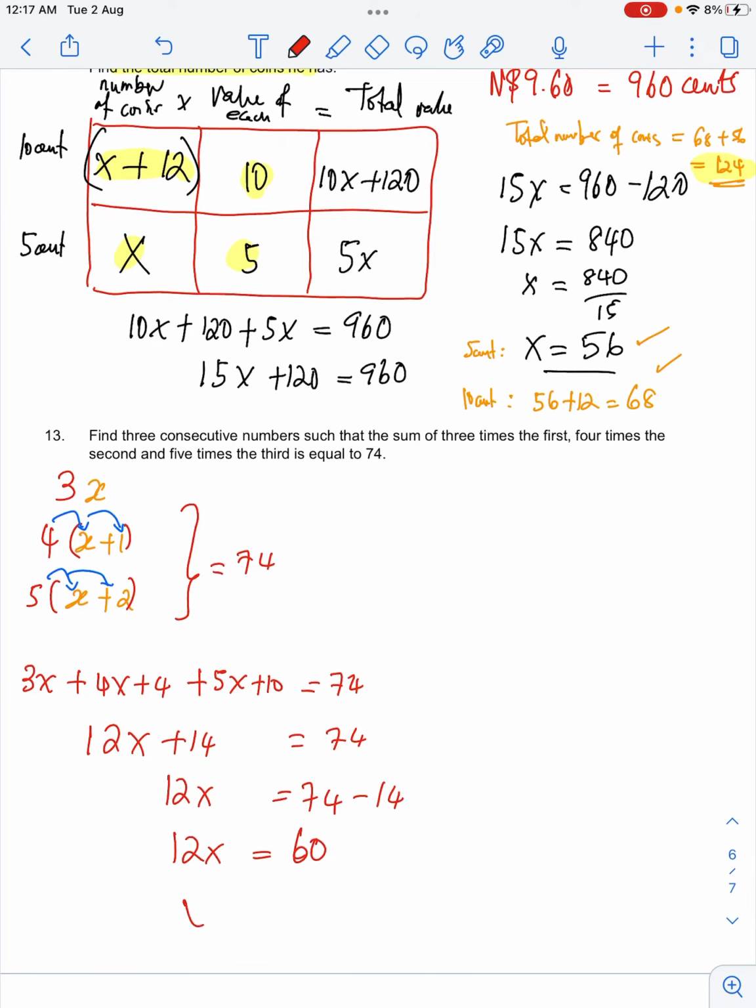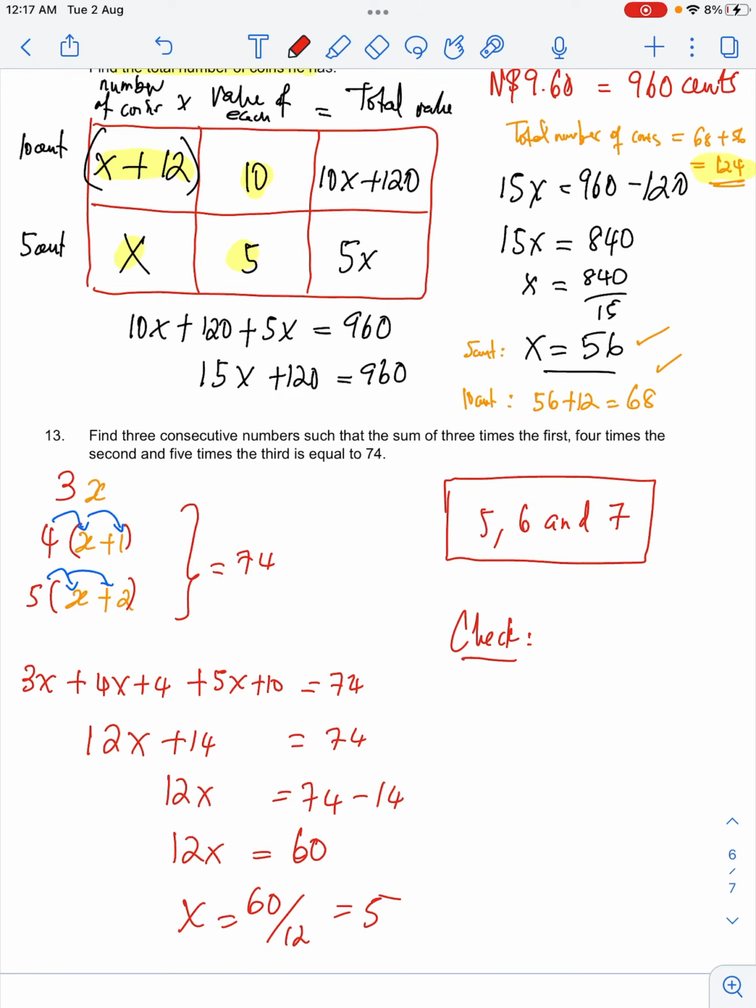12x equals 60. Then x equals 60 divided by 12, which is 5. So find the numbers. The numbers will be 5, 6, and 7 respectively. And you can go ahead and check if you just want to make sure that you're on the right path. So if you take 3 times 5 plus 4 times 6 plus 5 times 7, that gives you 15 plus 24 plus 35. Well, if you add all of them, you'll see that you get 74 as an answer.